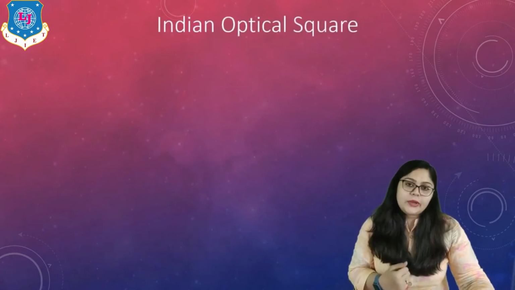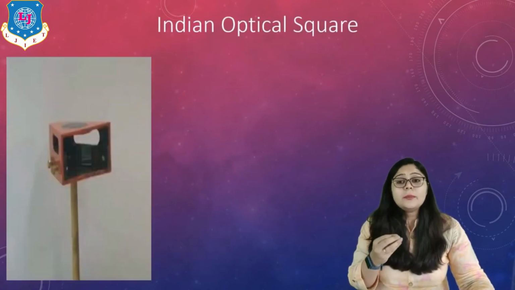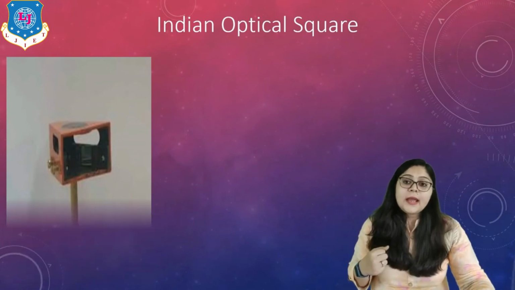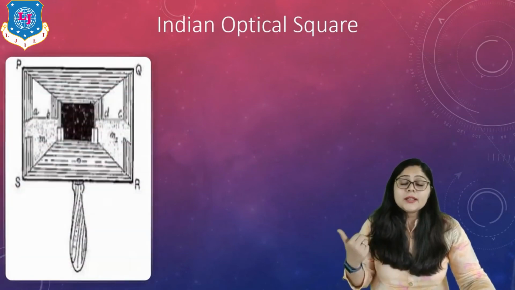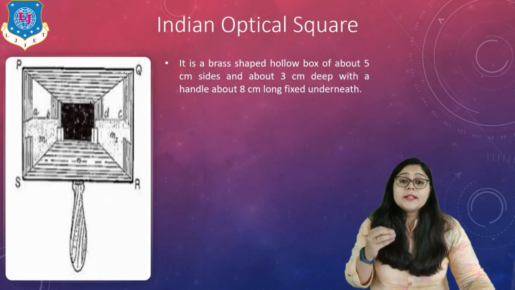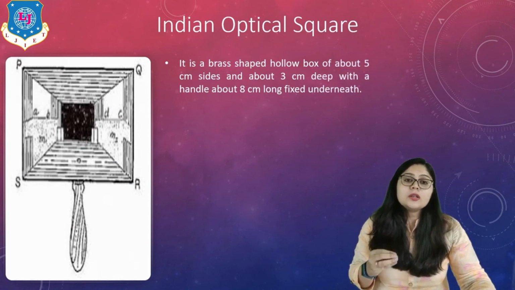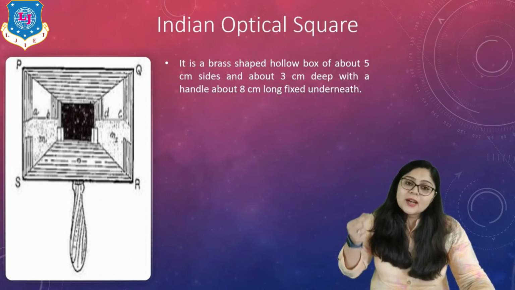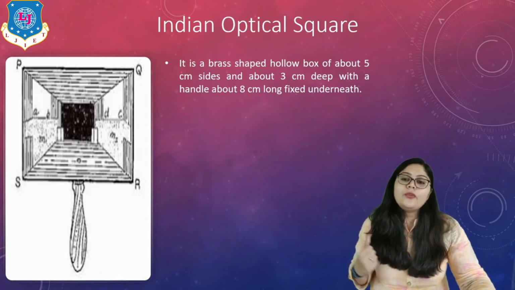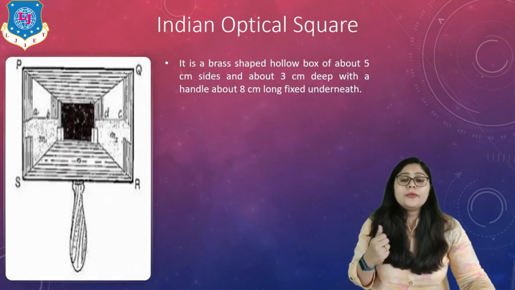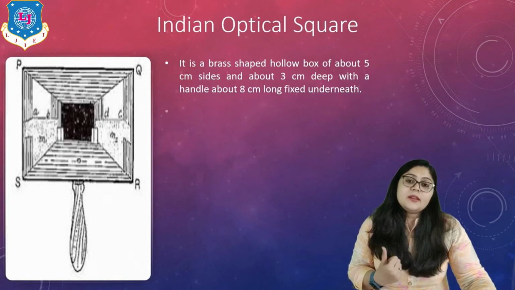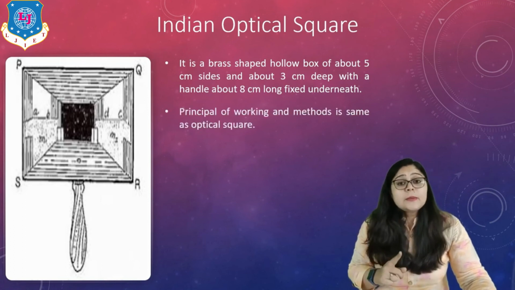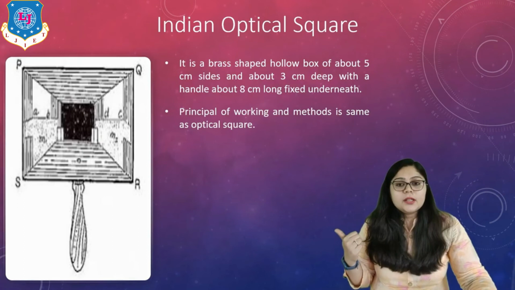Now let's go for the second type, which is the Indian optical square. This is something which looks like this, and in detail, it is a brass hollow box of about 5 cm size and about 3 cm deep, with a handle about 8 cm long fixed underneath, as you can see in this figure. These are the construction details of this kind of instrument. Again, the working principle is the same as the optical square, right?